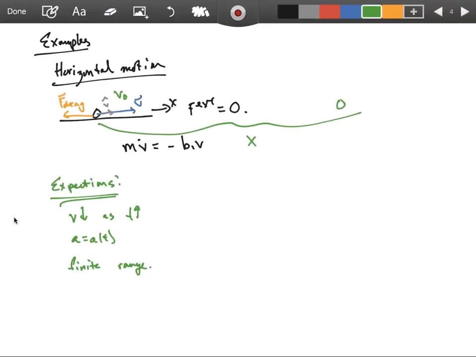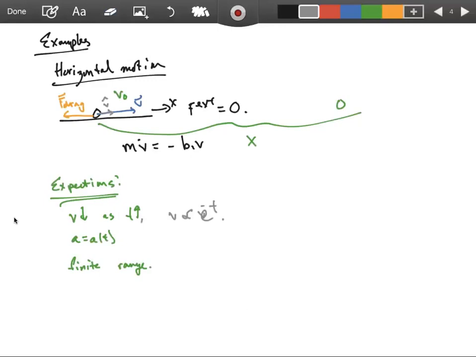Furthermore, since the velocity is getting smaller as time goes on, the drag force is getting smaller. It's going to turn out, and we'll see that in a little bit, but we'll try to argue that now, that our velocity should be exponentially decreasing. So this is going to go something like e to the minus t. So these are our expectations. This thing has to slow down, our acceleration has to be time dependent, this thing is going to go only a finite distance, and our velocity should be somehow exponentially decreasing.